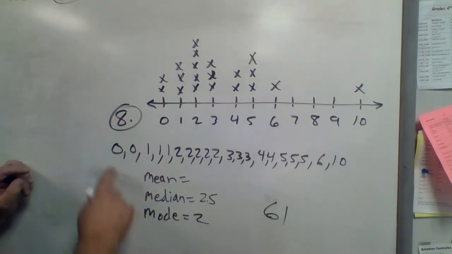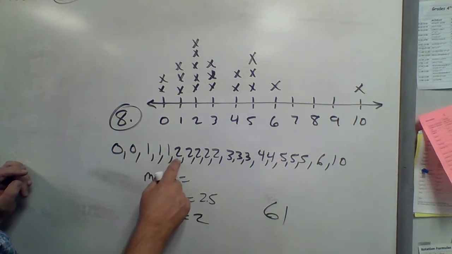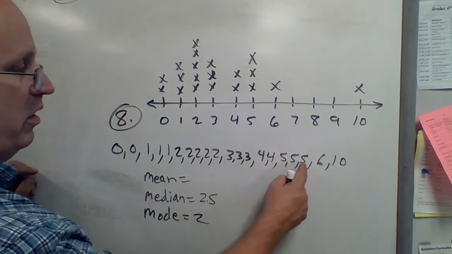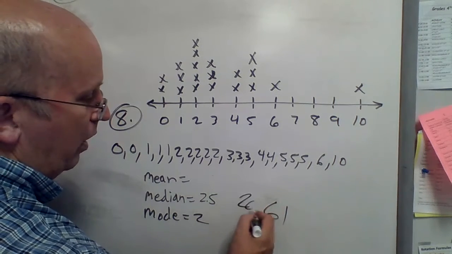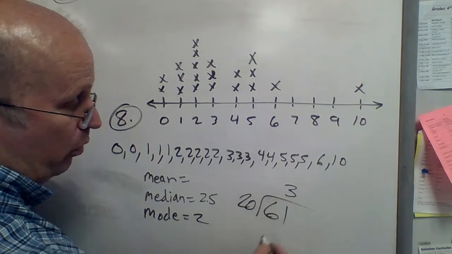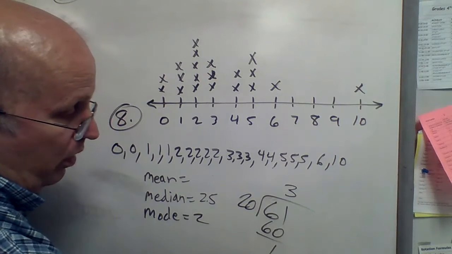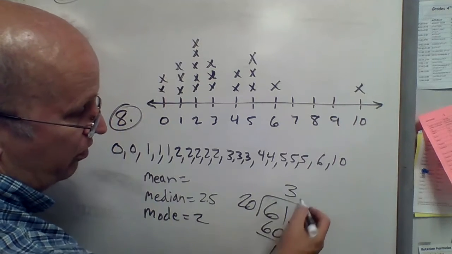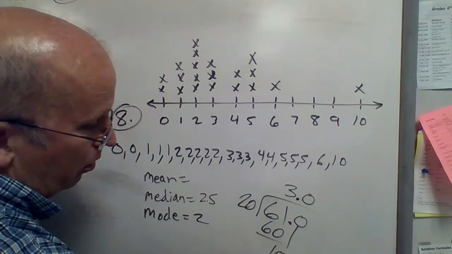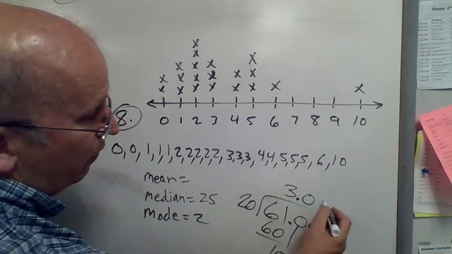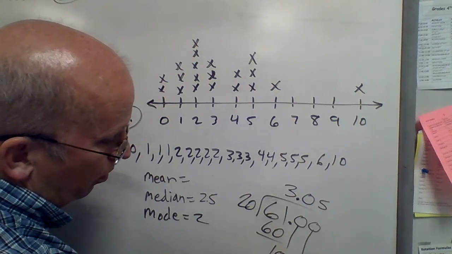How many numbers are there? 1, 2, 3, 4, 5, 6, 7, 8, 9, 10, 11, 12, 13, 14, 15, 16, 17, 18, 19, 20. There's 20 numbers. So we divide 61 by 20. That goes into it 3 times with 1 as its remainder. Let's bring down a 0. 20 goes into 10 0 times. But 20 goes into 100 5 times.